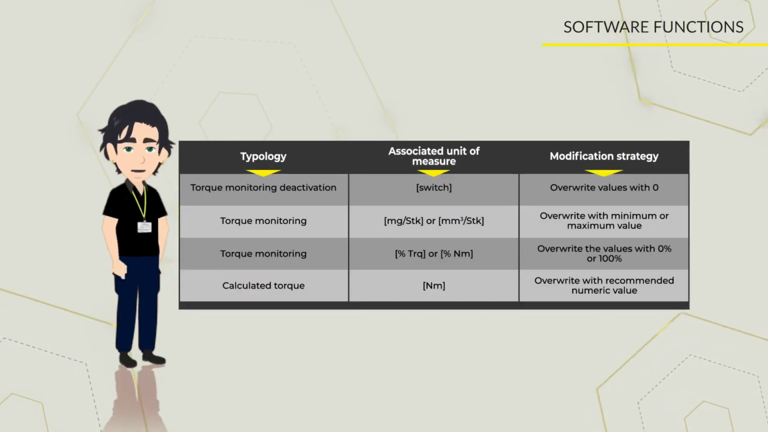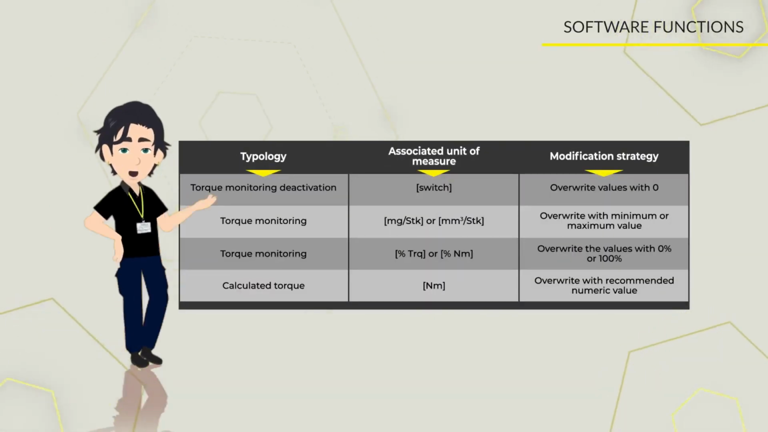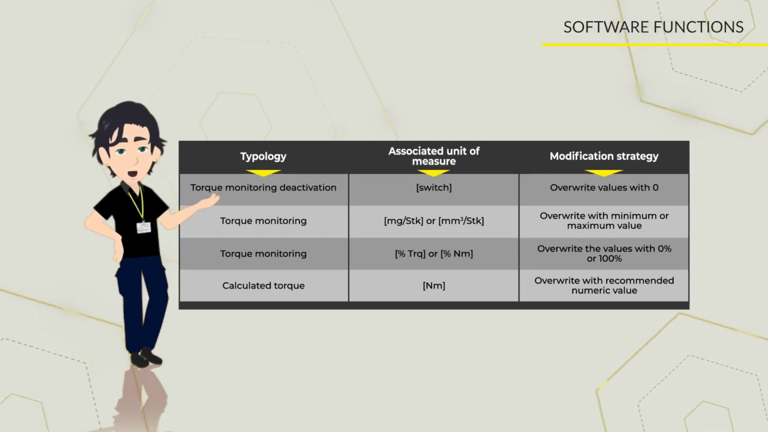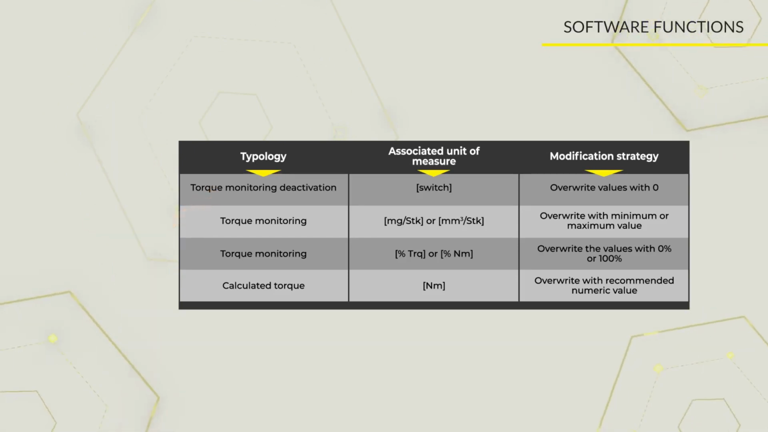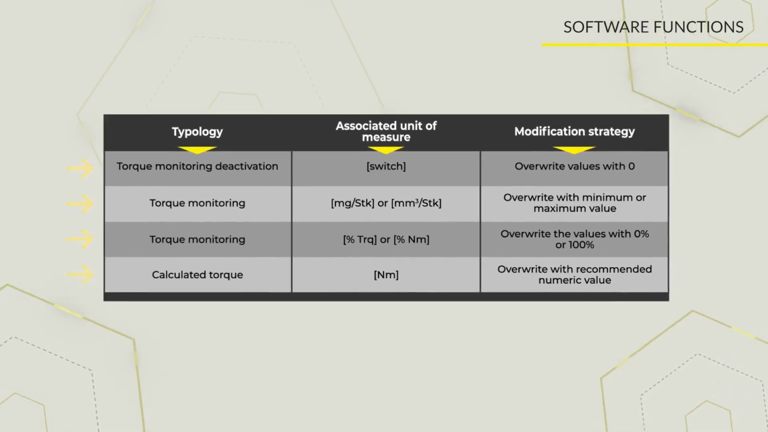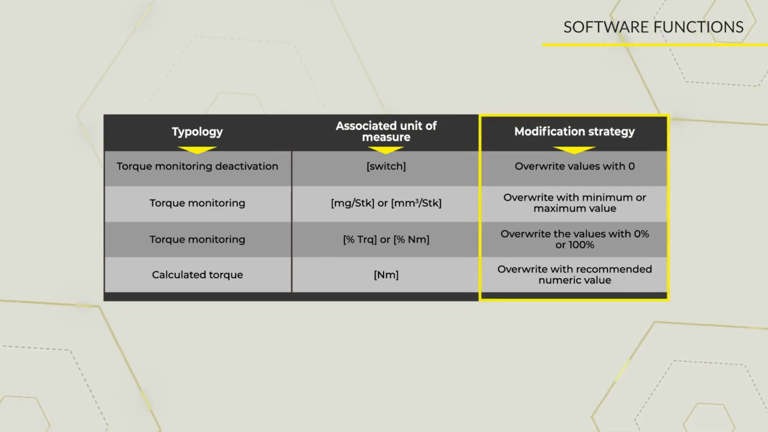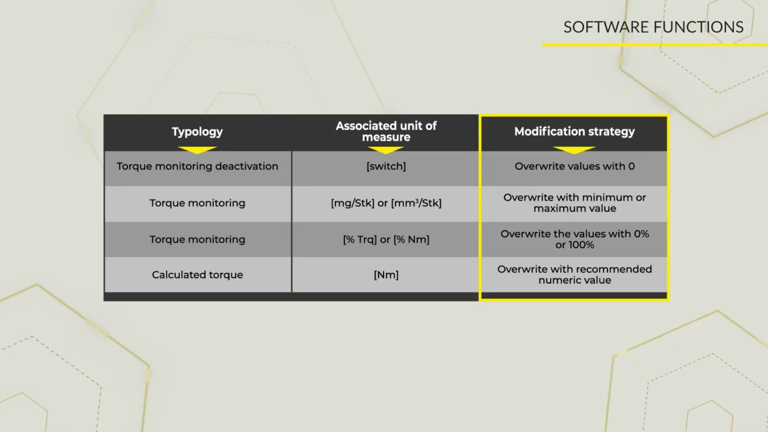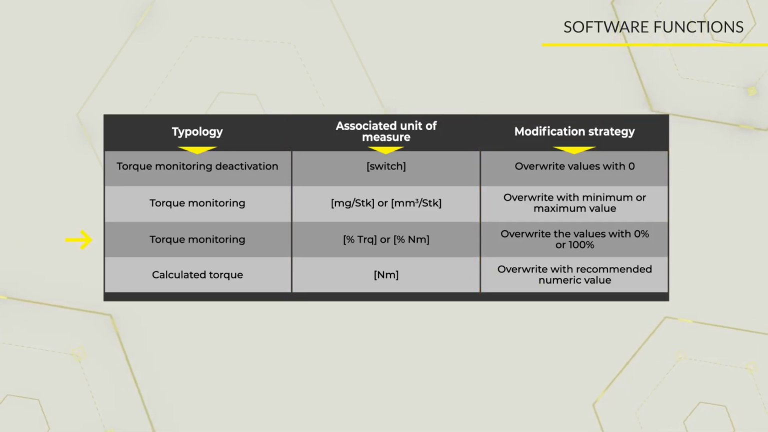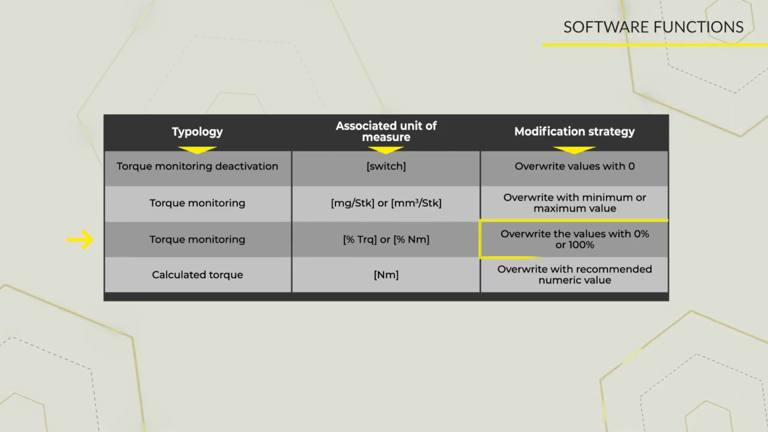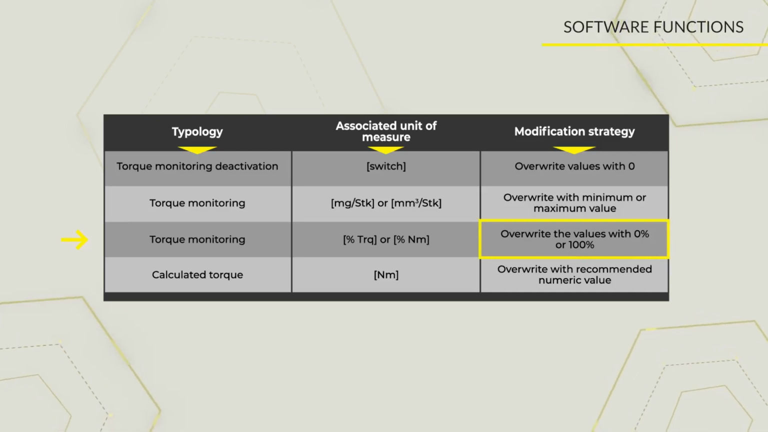Let's now take a look at some basic notions for all the control units and the relative modification methods with a convenient diagram. This table shows 4 different types of maps in the typology column. The associated unit of measure column shows the unit of measure for the values in each map. The last column indicates the type of modification strategy. Let's take the third row. In this case, the map to open is torque monitoring, which shows the values in torque percentage or Newton meters. The strategy for changing these values is to overwrite them with either 0% or 100%.